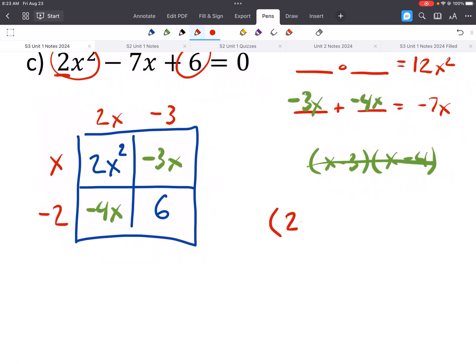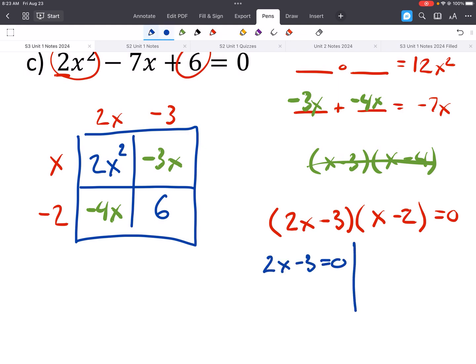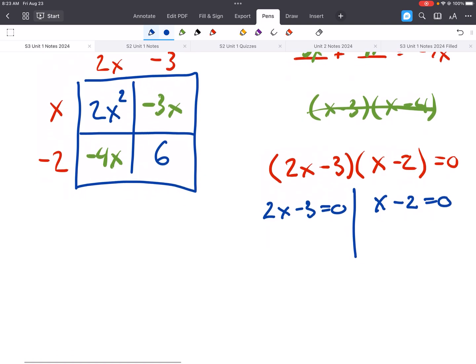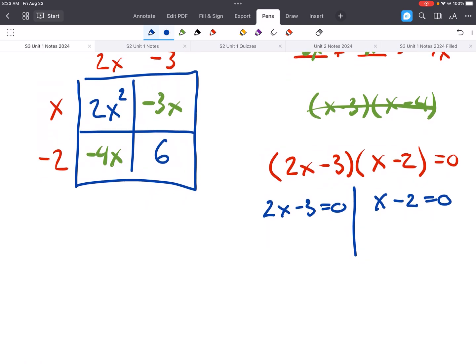So we'll have 2x minus 3 and x minus 2 is equal to 0. And now we just got to use the zero product property. So either 2x minus 3 has got to be equal to 0, or x minus 2 has got to be equal to 0. And then we'll solve. So on the right side, that one's pretty easy. We could just say that x has to be 2, right? That would make it equal to 0.